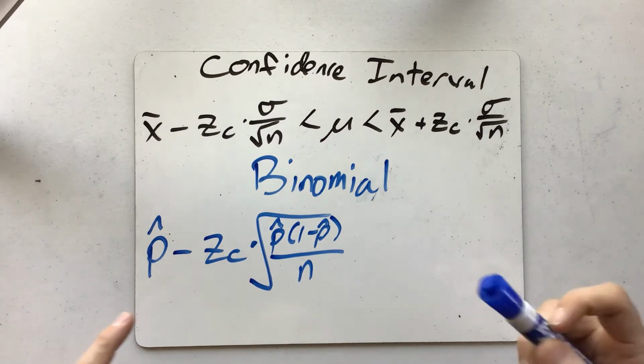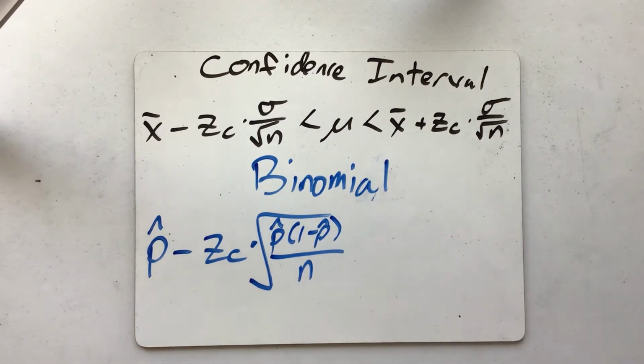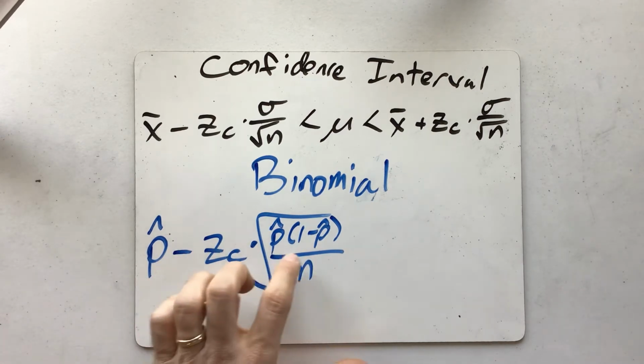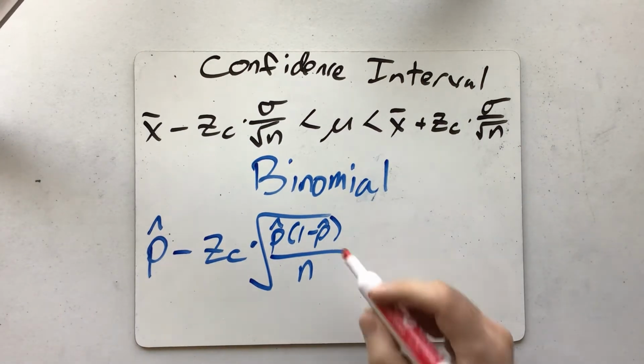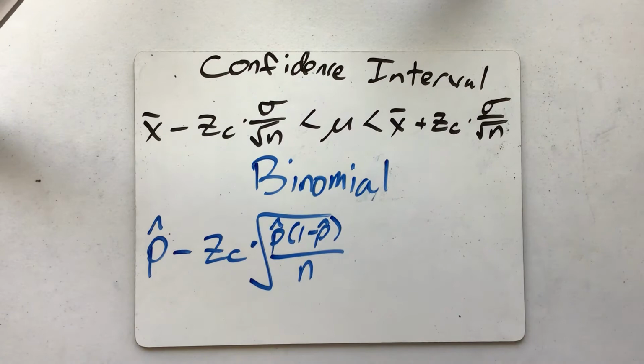Why is this the same as sigma? Well, if you remember from the previous class period, we talked about how to calculate the mean and standard deviation of a binomial distribution, and our mean was n times p. Our standard deviation was the square root of n times p times 1 minus p. So p times 1 minus p is how we calculate standard deviation. So it makes sense that that would replace sigma in our formula.